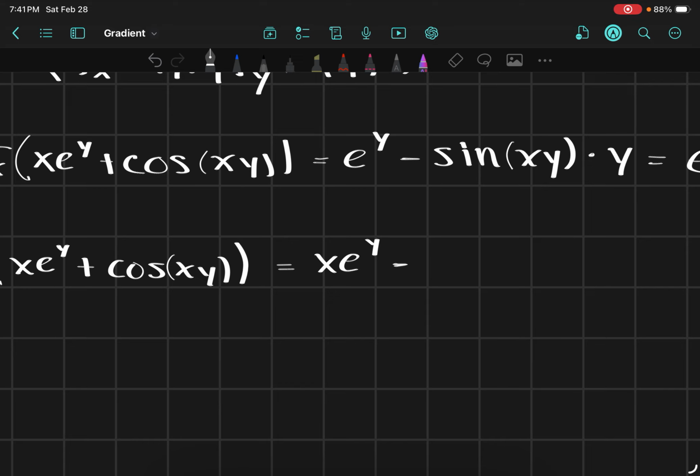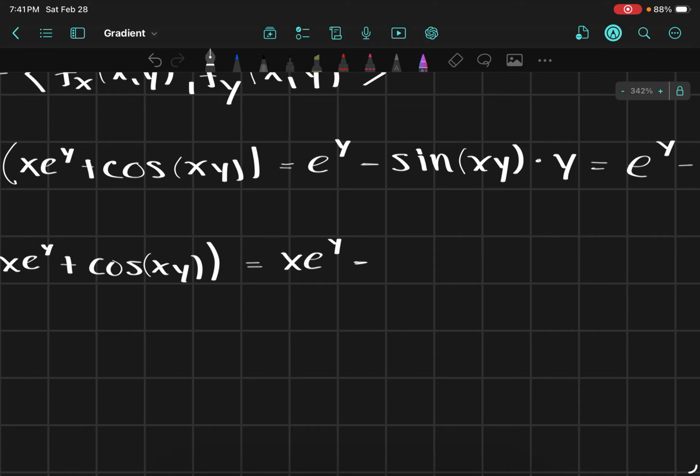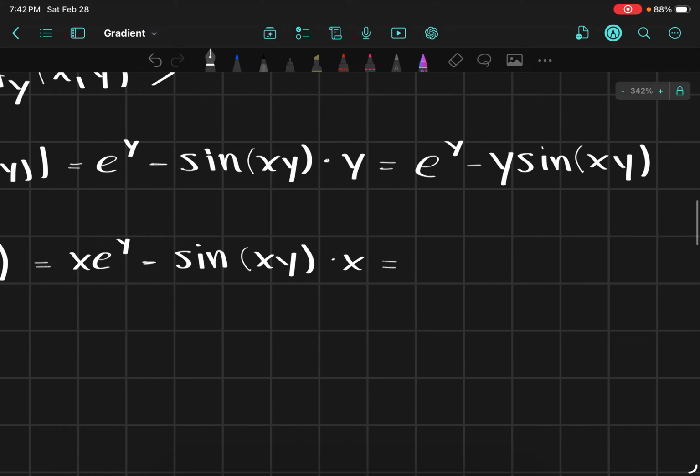Actually, the exact same thing, except we're just going to go ahead and switch what exactly we take the derivative of in the inside. Take the derivative of the outside. Well, that's going to be negative sine of xy times the derivative of the inside with respect to y. Well, we're just getting rid of that y, therefore we have our times x. So our partial with respect to y is going to be x e to the y minus x sine of xy.